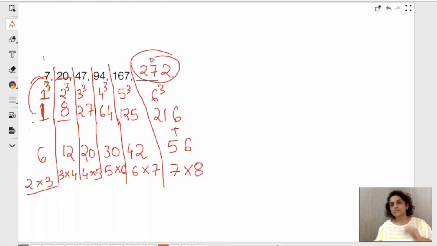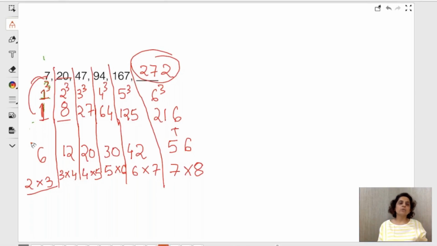So the number here would be 216 plus 56, that is 272. This is a kind of complicated or tricky series, but solving these will come with practice. If you develop your brain in a particular direction, like how to think about it and how to go about solving a sum, then as we can make out looking at the numbers here, 7, 20, 47, 94, the numbers are increasing rapidly.